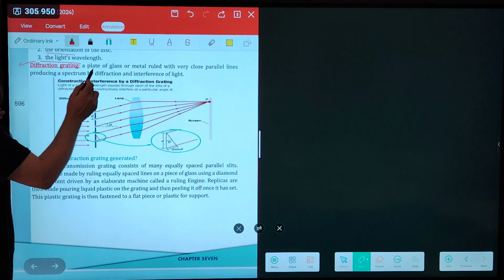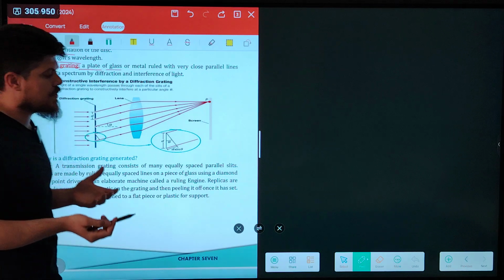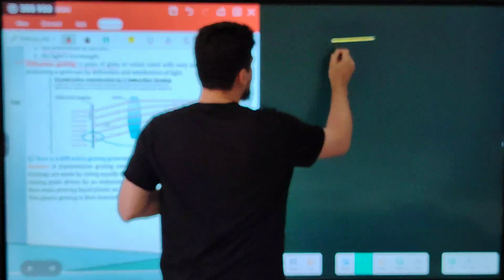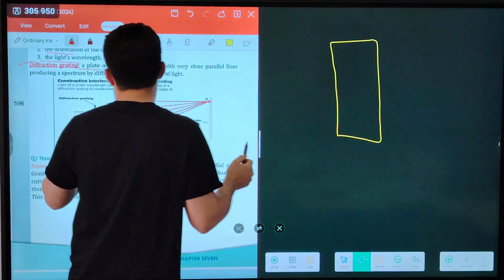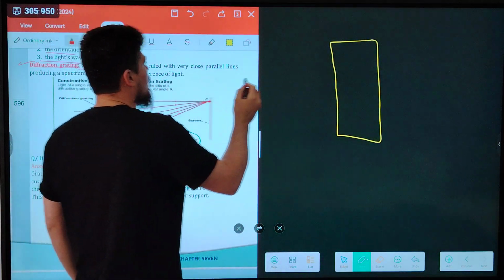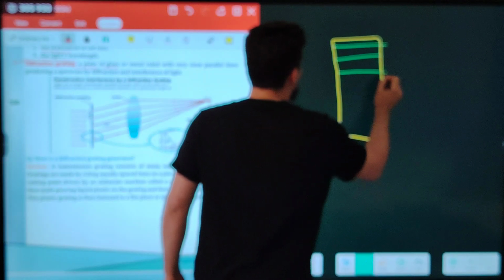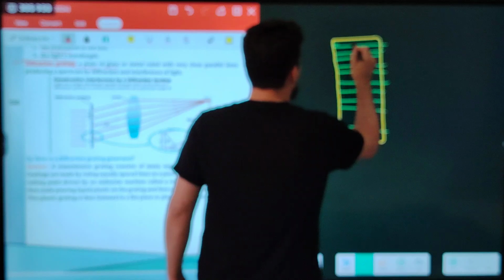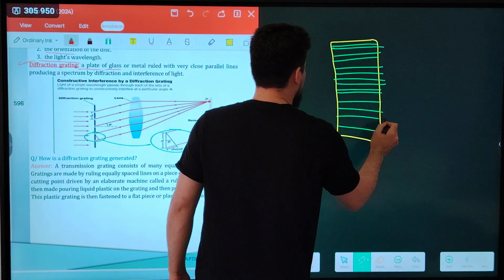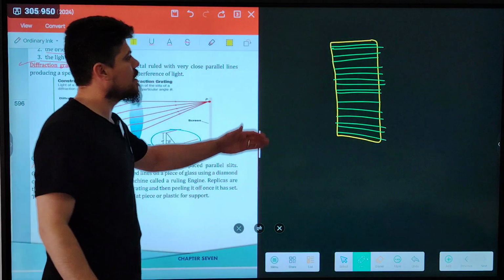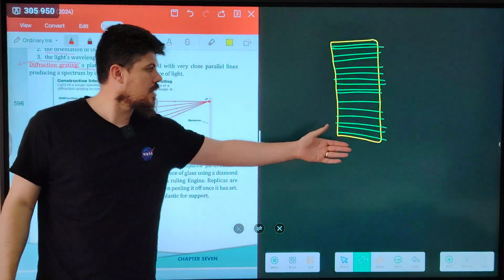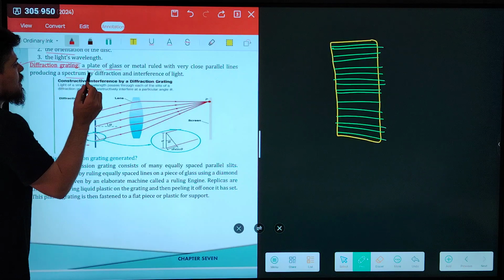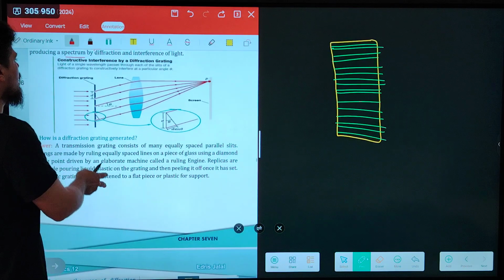What is a diffraction grating? A plate of glass or transparent medium. Assume that this is a plate of glass or metal ruled with very many close parallel lines. So this is a diffraction grating: a piece of transparent material ruled with many closely spaced parallel lines, producing a spectrum by diffraction and interference of light.